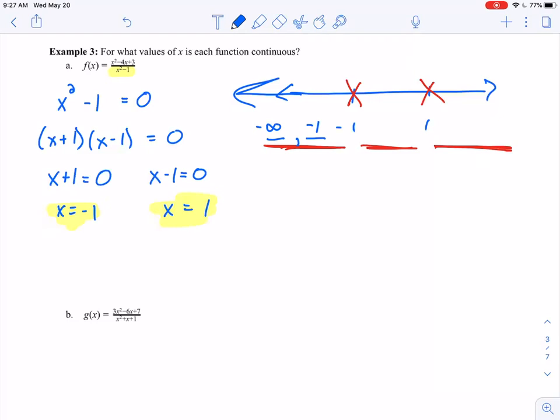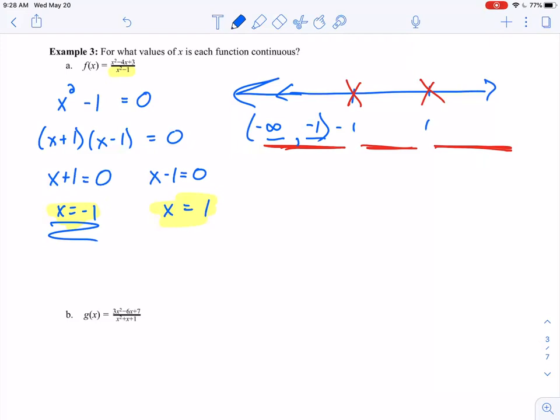It stops being continuous at negative 1. Neither one of these points is included, right? Negative infinity, first of all, is not a real number. We can't contain that in an interval, so we're going to use parentheses around that, as well as negative 1. We said our function is not continuous at negative 1, so we're going to put parentheses around that as well.